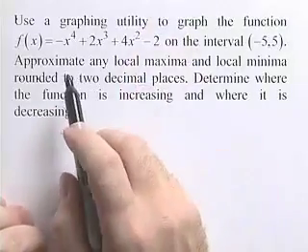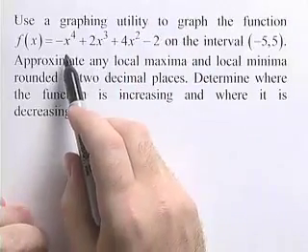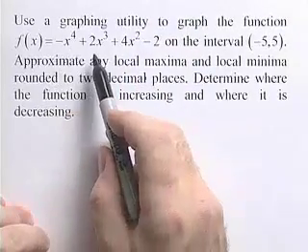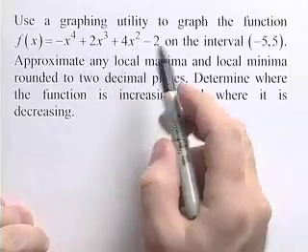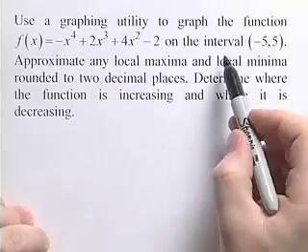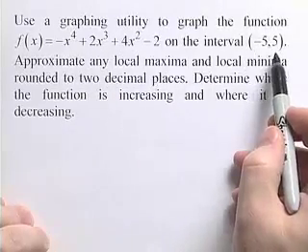For this problem, we're going to use our graphing utility to determine the local maxima and local minima of a function. Then we'll use those values to determine where the function is increasing or decreasing. We're going to be graphing the function f of x equals negative x to the fourth power plus 2x cubed plus 4x squared minus 2.